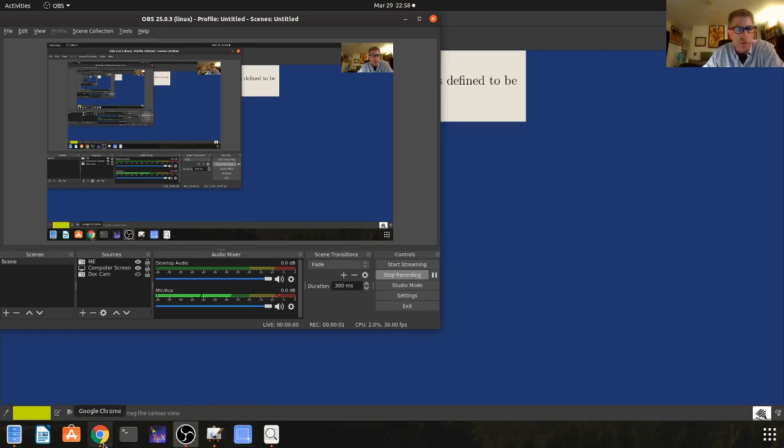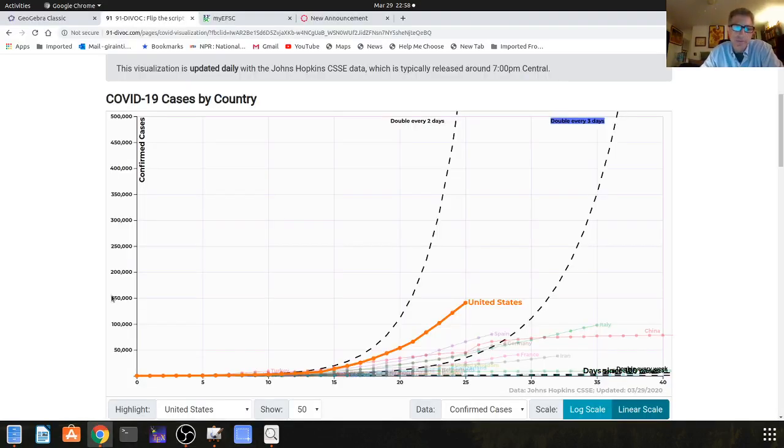So I wanted to make a short video talking about growth rates. It's kind of inspired by the COVID-19 cases, and I pulled up this graphic. There's a million of them like that on the web, and what I want to look at is these dotted lines right here. These dotted lines represent the cases when the number of infections doubles every 2 days. Over here, this dotted line, not quite as bad, represents the case when the total number doubles every 3 days.